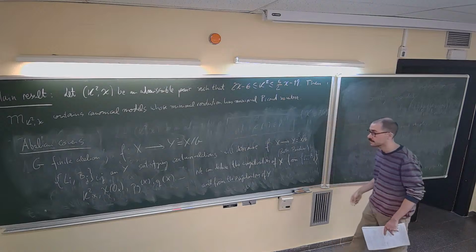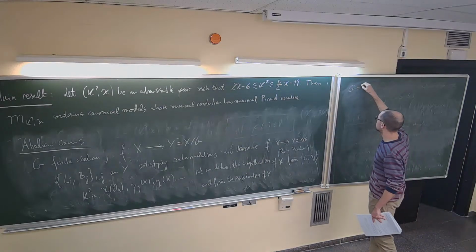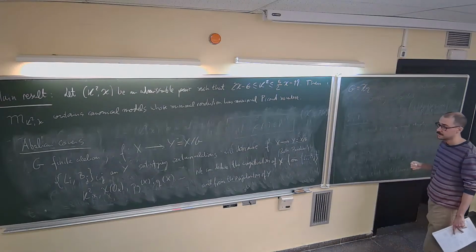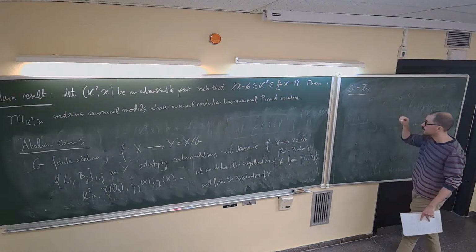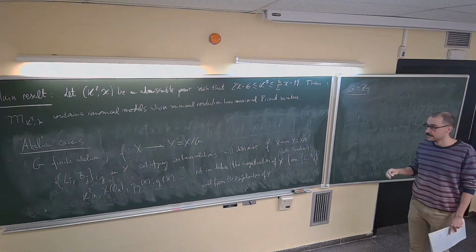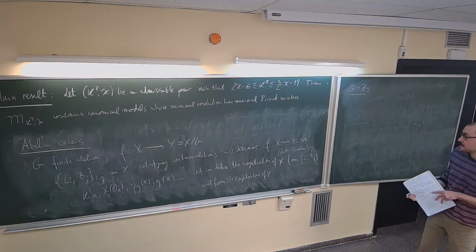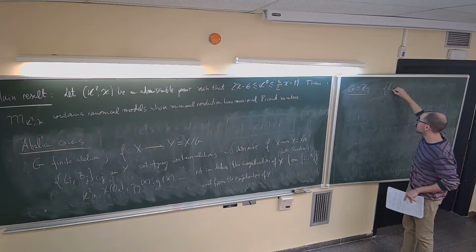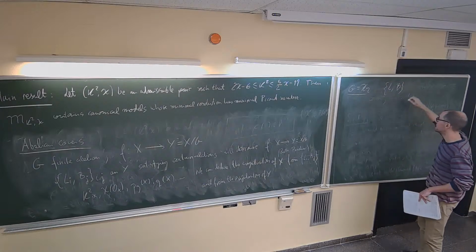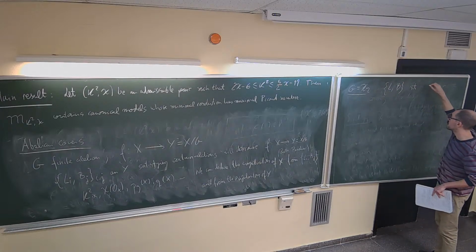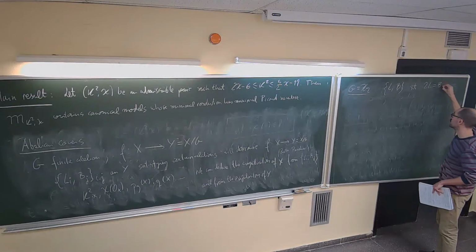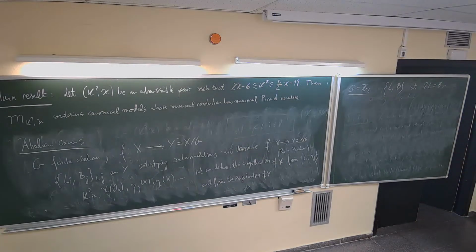Okay, so in the case where G is just the group Z/2, the building data reduces to a line bundle L and a divisor B, such that 2L equals B. Okay, so in the case of Z/2 covers, this is very simple.